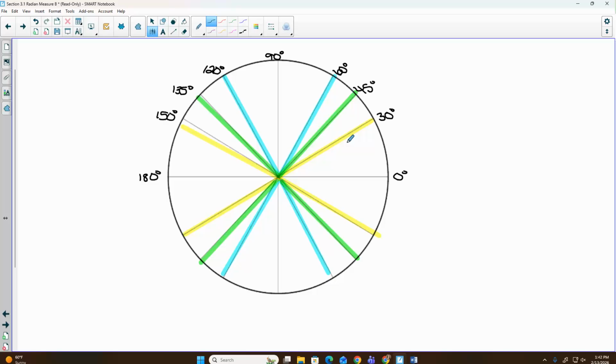Okay, in the third quadrant, these are bigger. So it's 180 and then another 30 past that. So that would be 180 and another 45. So 180 plus 45. 180 plus 60. So it's 180 plus 90.